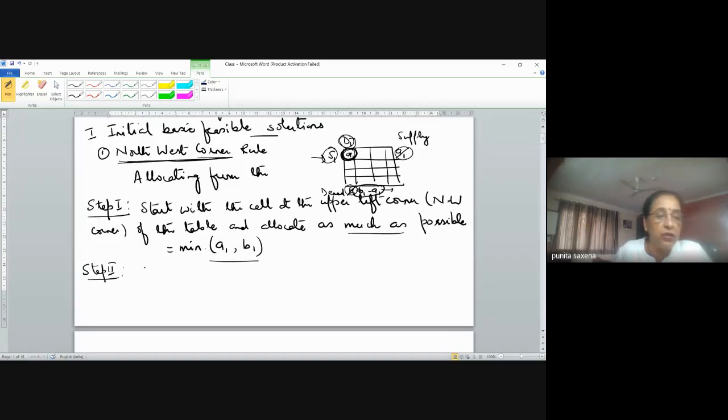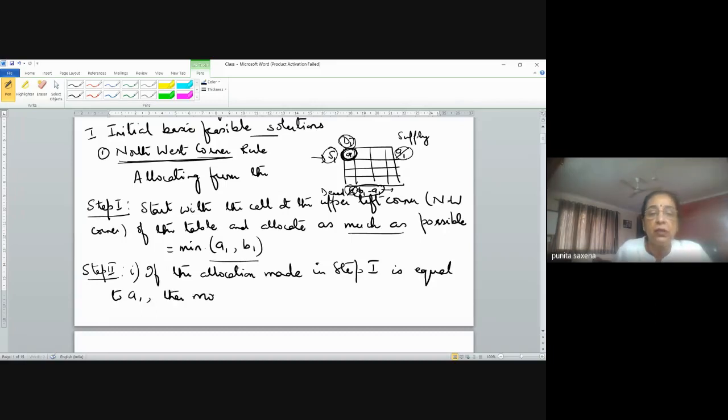Then in step number 2, we see if the allocation made in step 1 is equal to A1. Then we move vertically down. Why? Because though the first supply has been exhausted, the first demand has not been met completely. So we need to fulfill more demand for the first destination, and we move vertically down into this cell. Now what will happen in this cell?